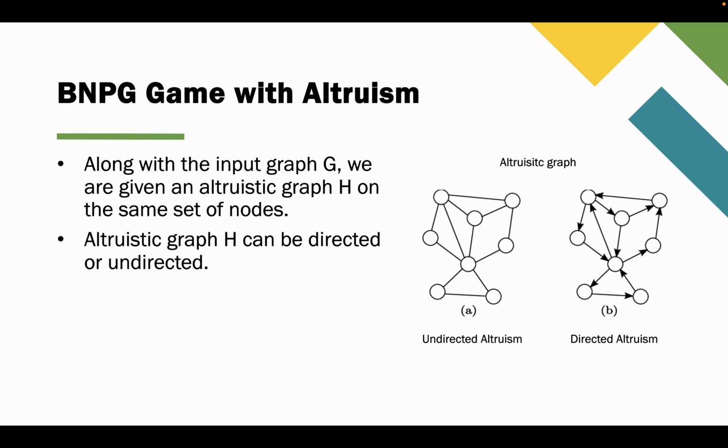Now, we consider this variant of the BNPG game where we add altruism in it. So, formally, along with the undirected original graph, there is a directed altruistic graph which may be directed or undirected, and this graph is usually like a subgraph of this. If you consider the undirected version of this, it should be a subgraph of this graph.